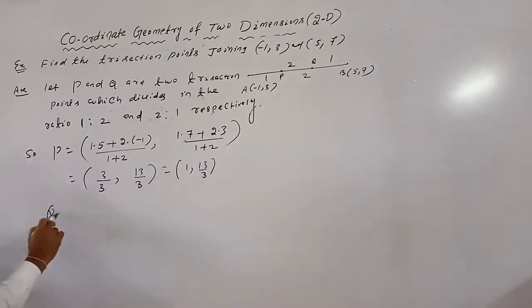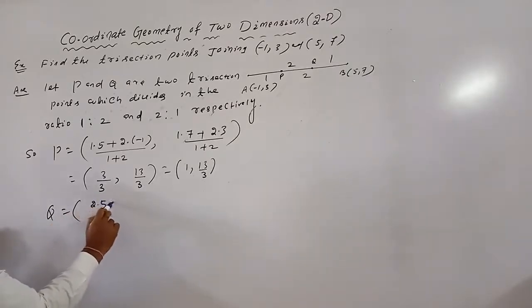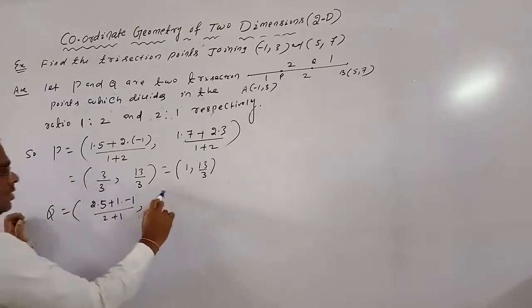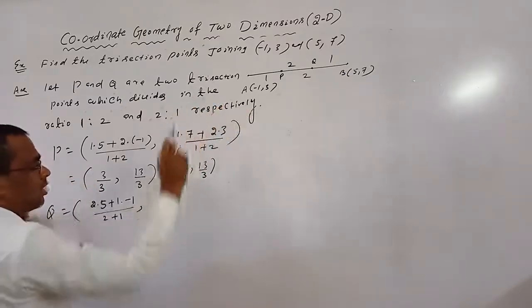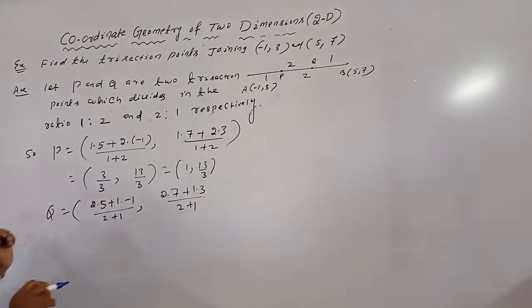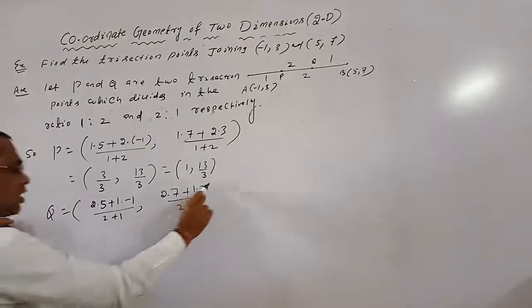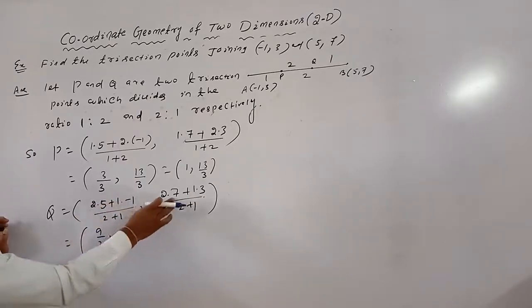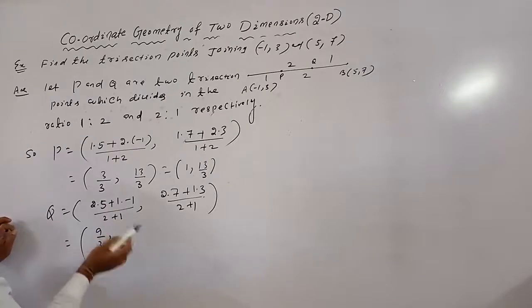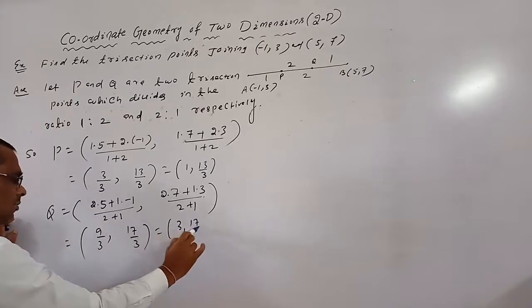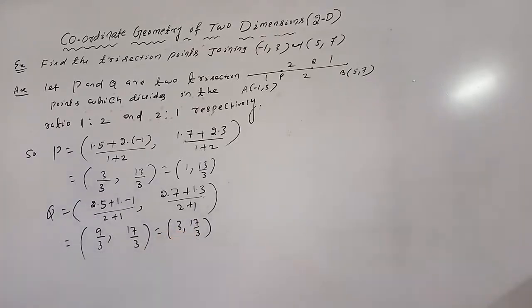Next, another point Q divides AB in the ratio 2:1. So (2 into 5 plus 1 into minus 1) by (2 plus 1), and (2 into 7 plus 1 into 3) by (2 plus 1). Do you understand? So 2 into 5, 10 minus 1, 9 by 3, and 2 into 7, 14 plus 3, 17 by 3, which is equal to 3 comma 17 by 3. So these are the 2 trisection points.